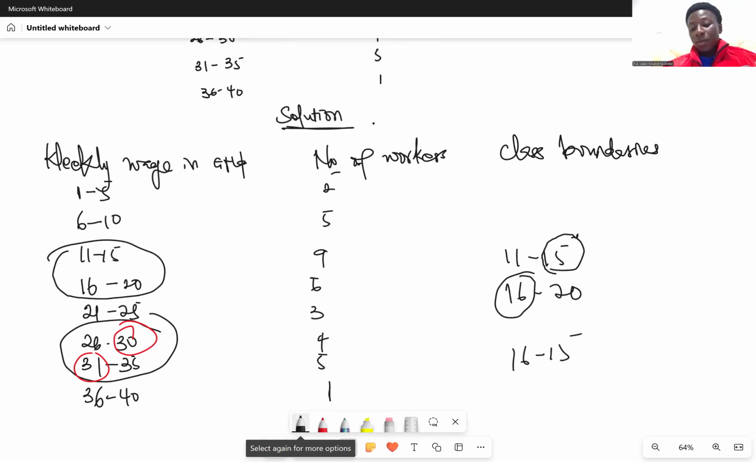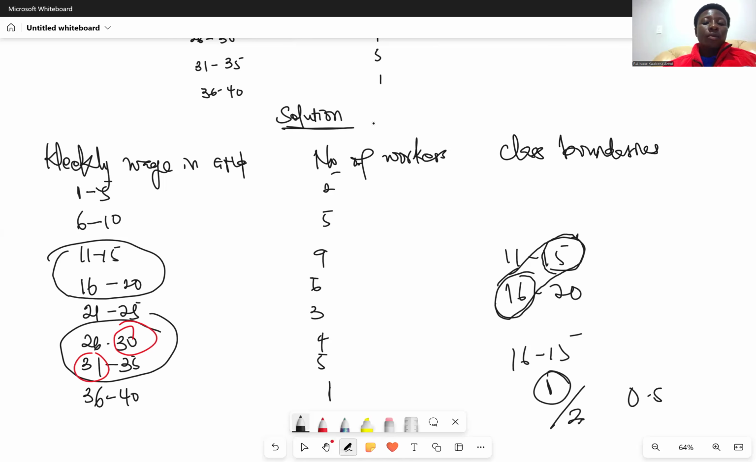So 16 minus 15 is going to be what? 1. Then the result you get, divide by 2. So again, all the time, put two class intervals. Subtract the lower from the upper: find the difference between the upper class limit and the lower class limit of the next class. The difference is 1, then you divide by 2. So 1 over 2 is 0.5. So we'll be using 0.5 for the work.